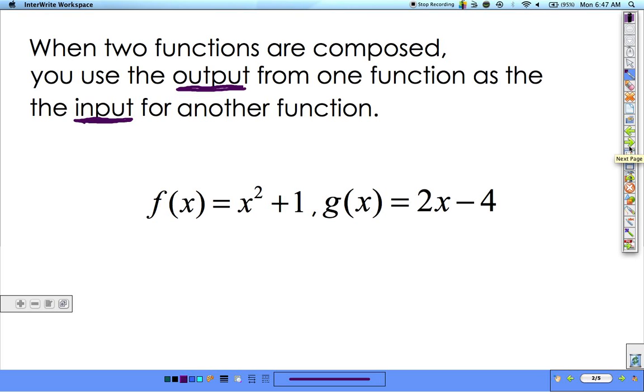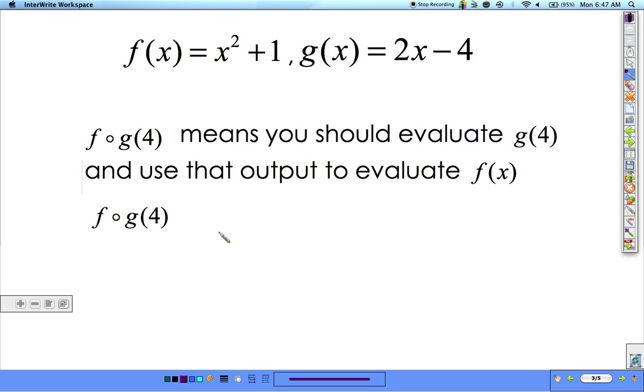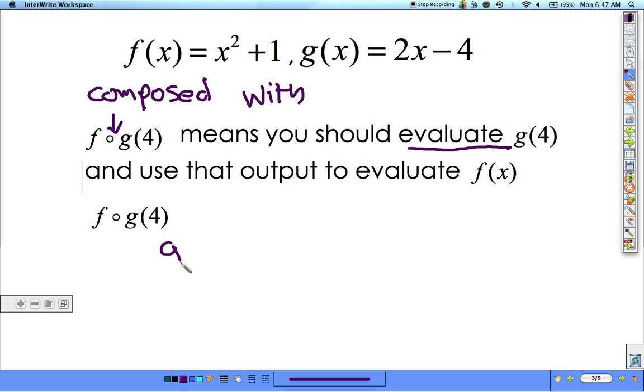And I think the easiest way to understand it is to actually go ahead and evaluate each function separately. So what we're going to do is, well, this notation means f composed with, you should write this down, g of 4. And what it means is that first you're going to evaluate g of 4 and then use that output from g of 4 to put into f of x.